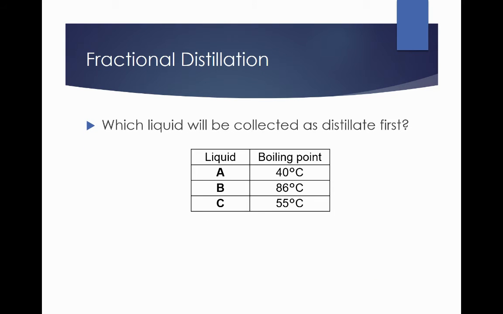Now, which liquid A, B, or C will be collected as the distillate first? I hope that you manage to think immediately that the one with the lowest boiling point, which is liquid A, will be collected first.